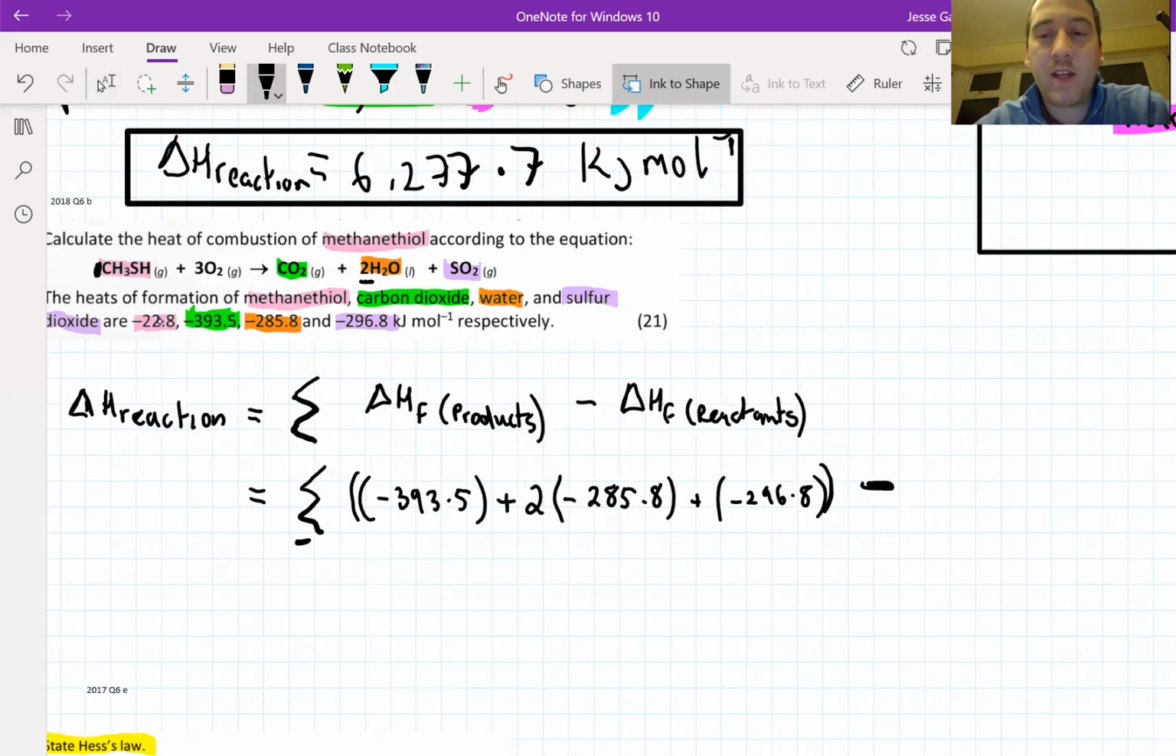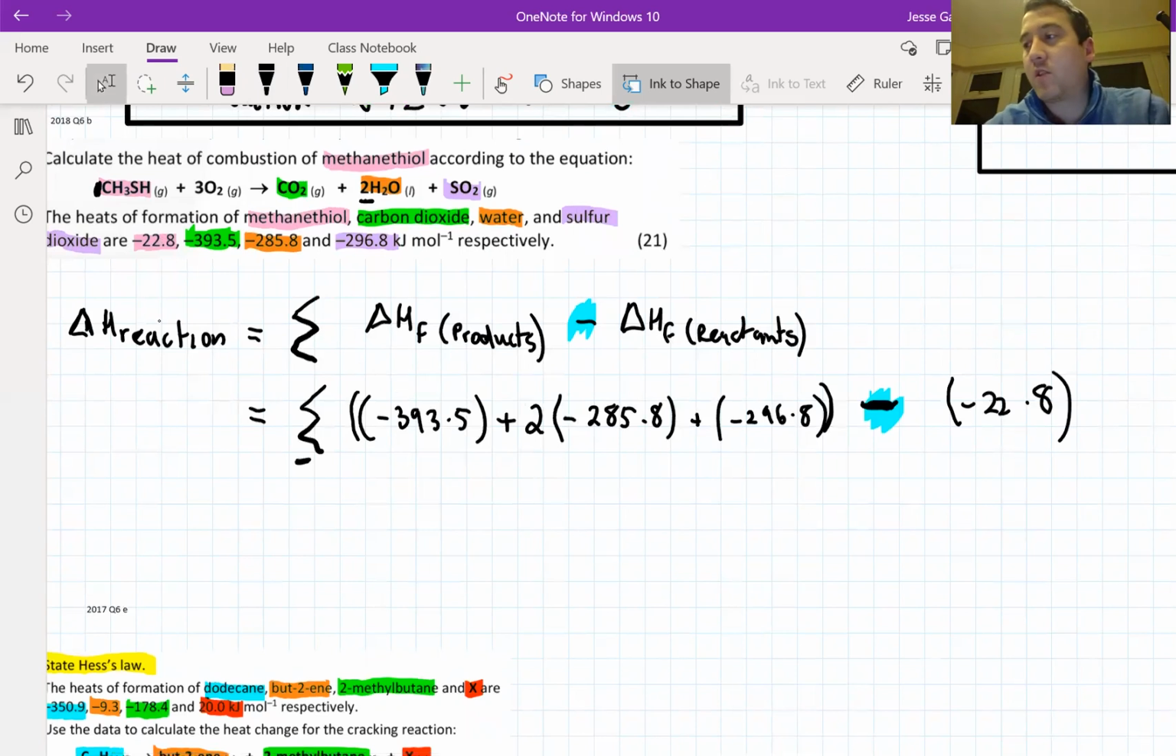Now remember, from here we've got to take away the delta H value of the reactants. And that is going to be what we have in pink. So that is going to be minus 22.8. All right, you do your sum then. Go ahead and pause the video and do the sum, see what you get.